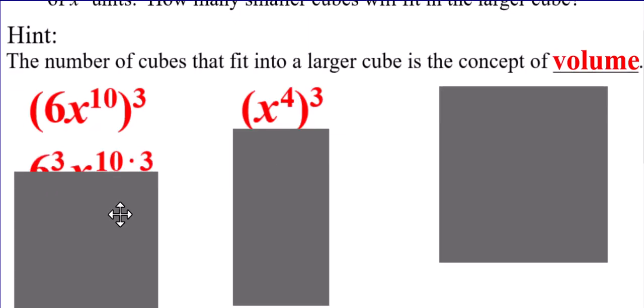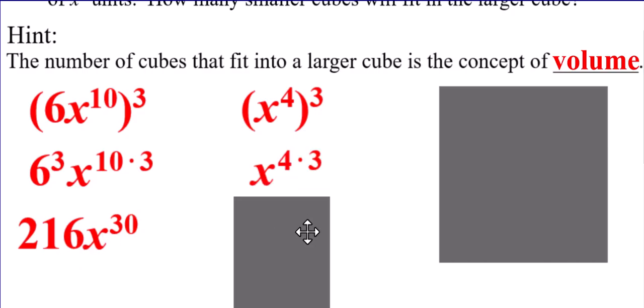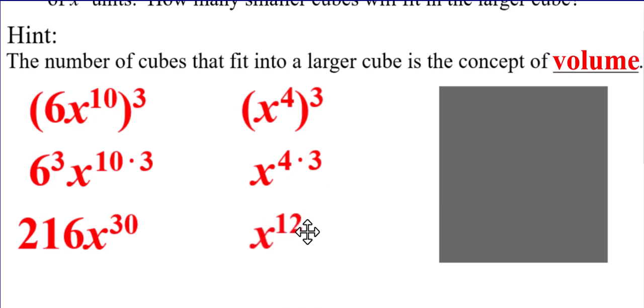Okay, from here, 6 to the third, 10 times 3 for the exponents. That's going to give you 216 for 6 to the third, because 6 times 6 is 36, times 6 is 216, and 10 times 3 is 30. Over here, we're going to get 4 times 3, which is 12, so we got x to the 12.